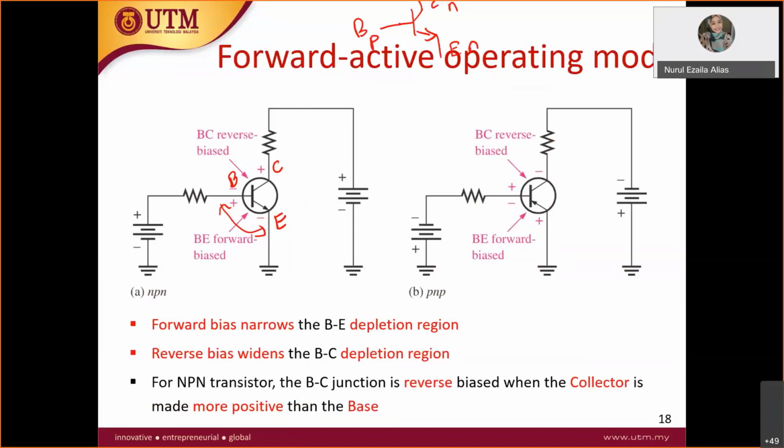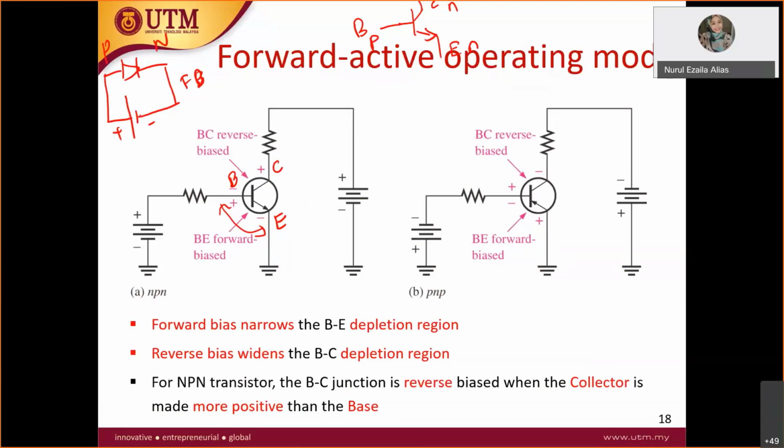To make it forward biased, the P side, which is at the base. You know from the diode, to make your diode forward biased, this is the P side, this is the N side. So the P side must be positive, the N side must be negative in order to make the connection become forward biased. There you go. Same goes for the BJT.